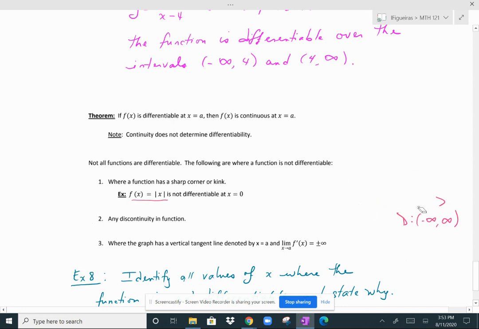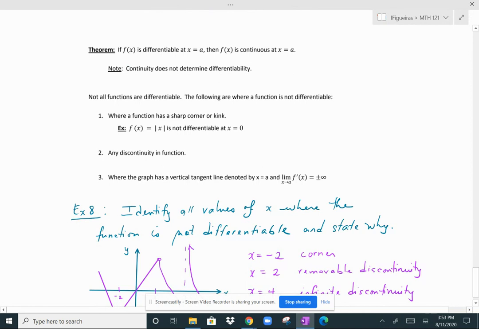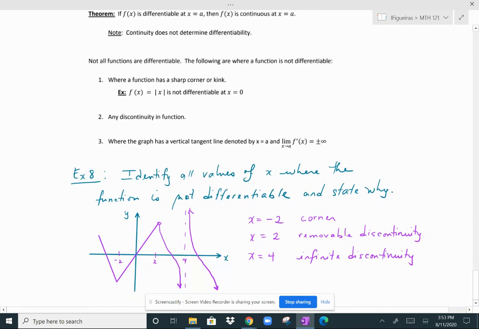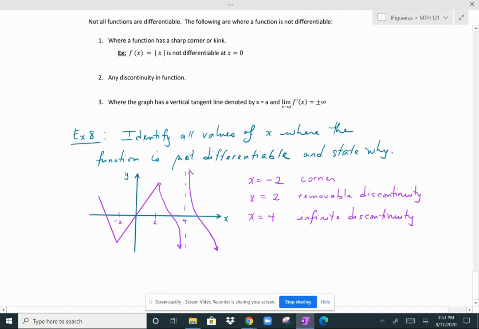Okay, so let's move on. Identify all values of x where the function is not differentiable and state why. So we have a function here in purple. This has several places where the derivative would not exist. So it wouldn't exist at -2 right here because that is a corner. It wouldn't exist at 2 because it's a discontinuity, and it's actually considered to be a removable discontinuity. And it also would not exist at 4 because that's considered to be an infinite discontinuity.